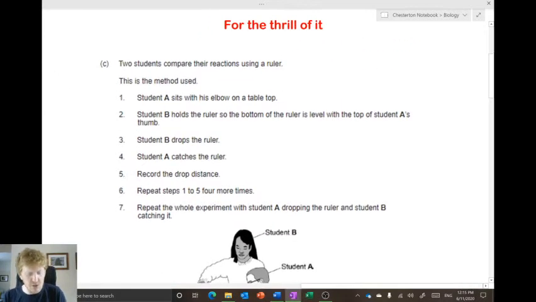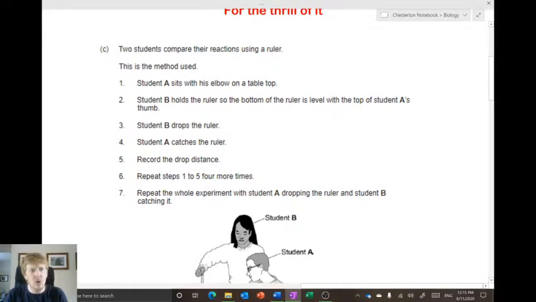Here we go. So two students compare their reactions using a ruler. This is the method used. Student A sits with his elbow on the table, or her elbow on the table.